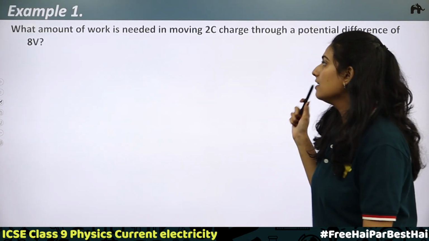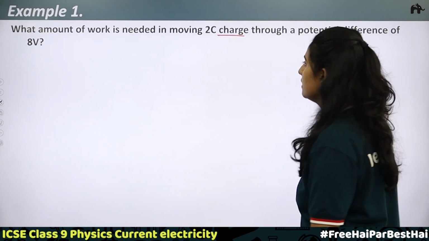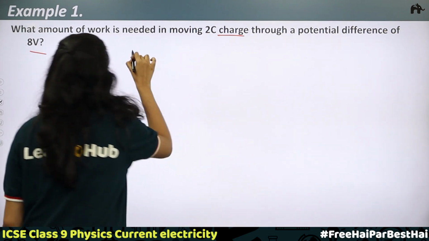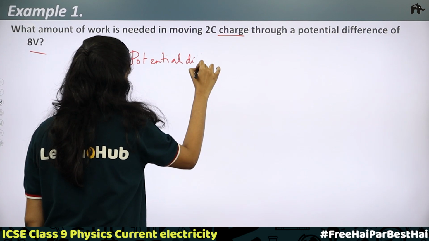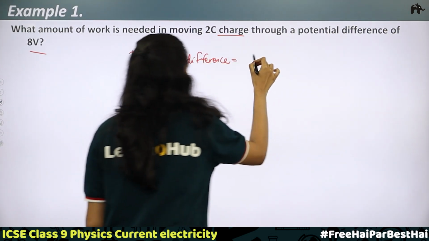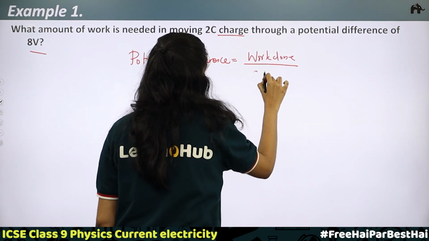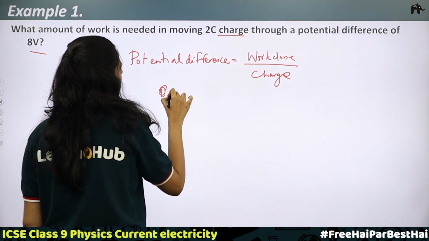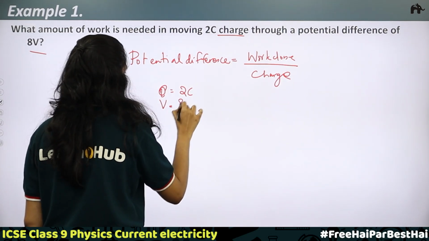Let's take an example. What amount of work is needed in moving 2 coulomb charge through a potential difference of 8 volts? So what is the relation? We have potential difference is equal to work done divided by charge. Here what is given? Charge Q is equal to 2 coulomb. Then potential difference V is equal to 8 volt.